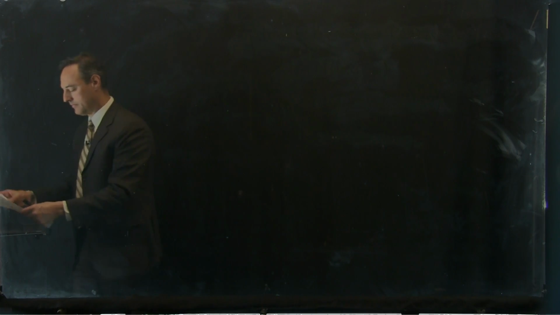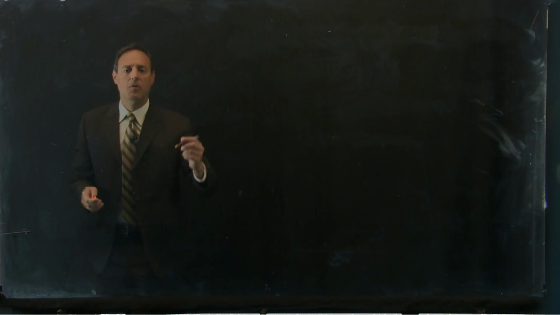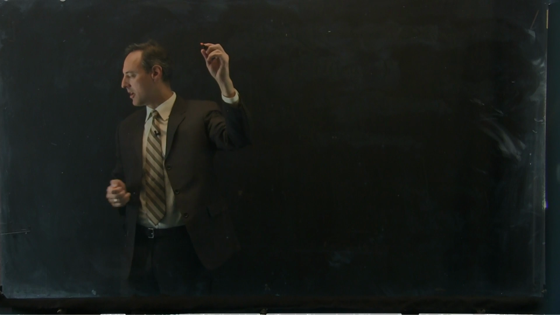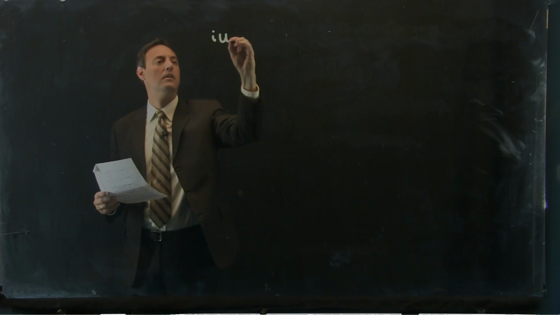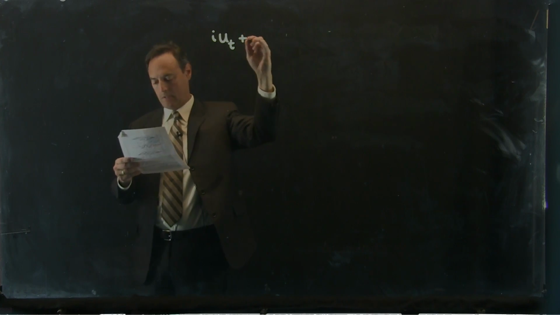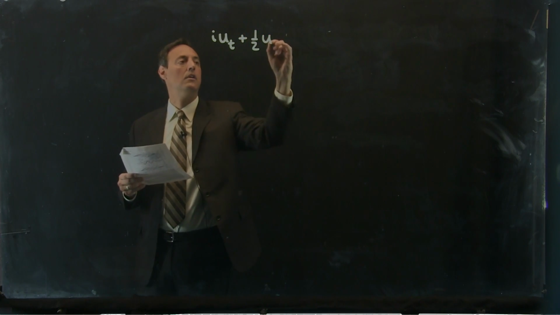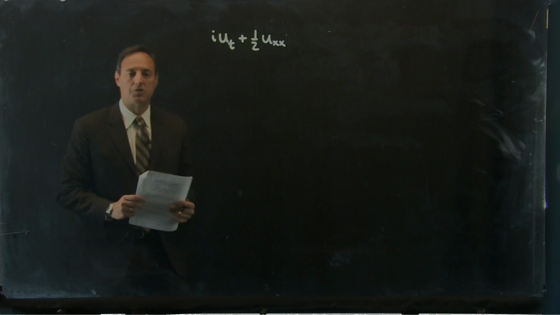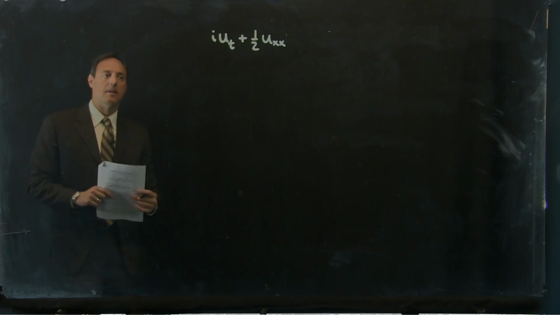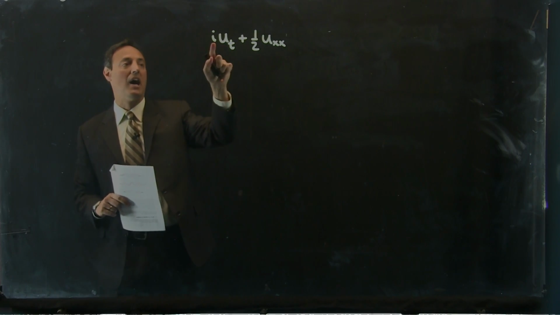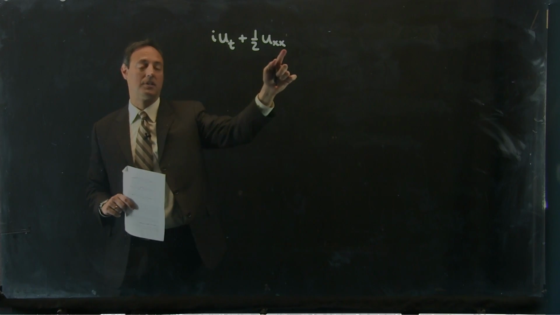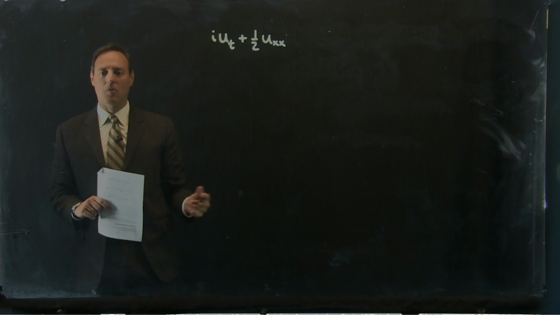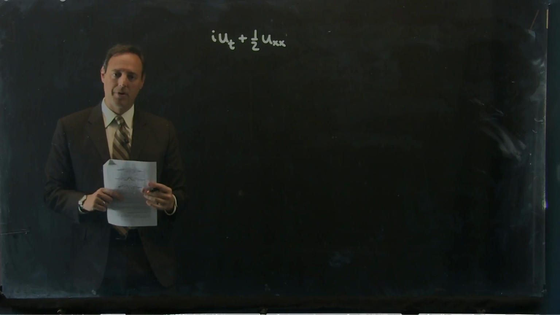Okay, so I guess I first should write down the equations for us. Here is the harmonic oscillator. It's a PDE. So it's got a Schrodinger type behavior. This is i u_t, where i is the complex imaginary number, plus 1/2 u_xx. So this is what's called the free space Schrodinger operator.